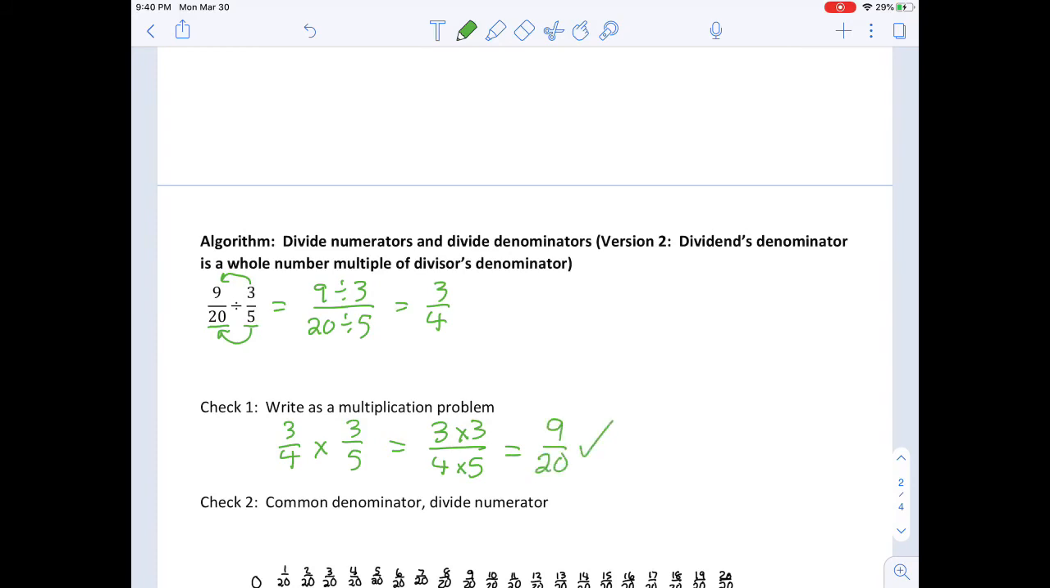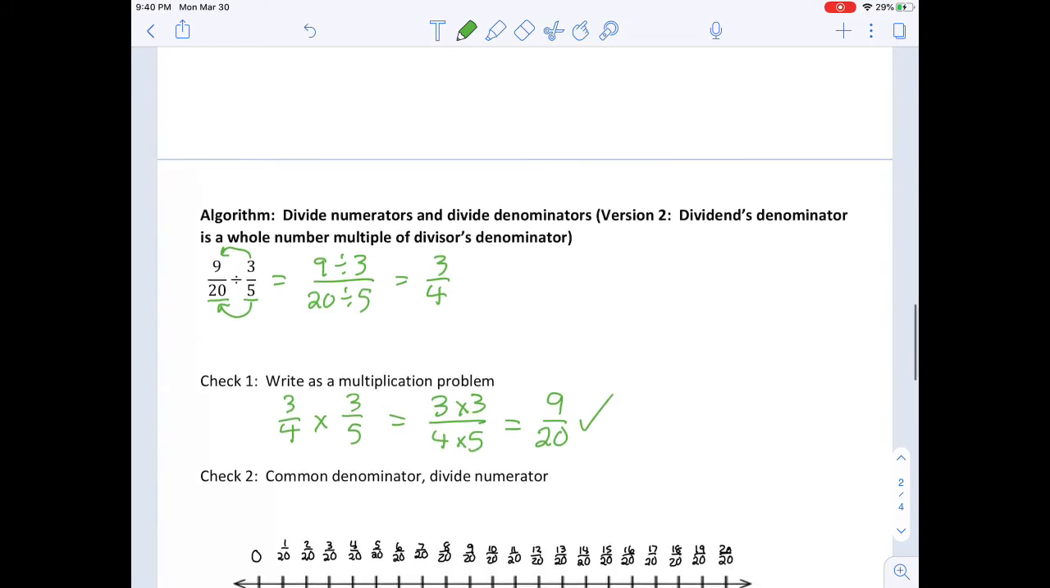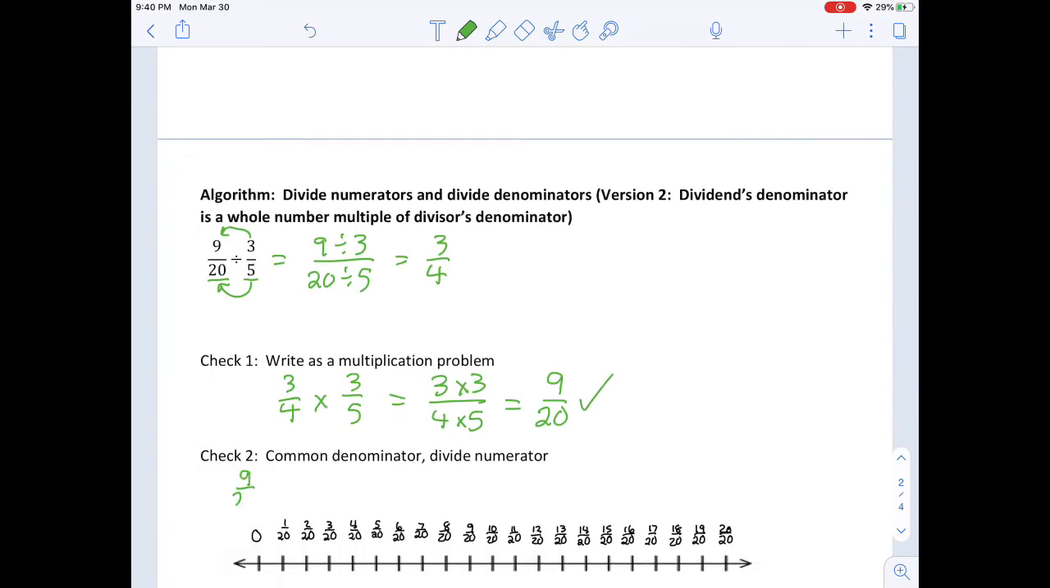We can also check this by turning it into a common denominator problem. So let's do that. 9/20 divided by 3/5. We want to know how many groups of 3/5 are in 9/20. But let's give this a common denominator so we can easily measure it out. To get our common denominator, we're going to have 20 in the denominator. I get 9/20 divided by 12/20, which is 9 divided by 12, or 9/12.